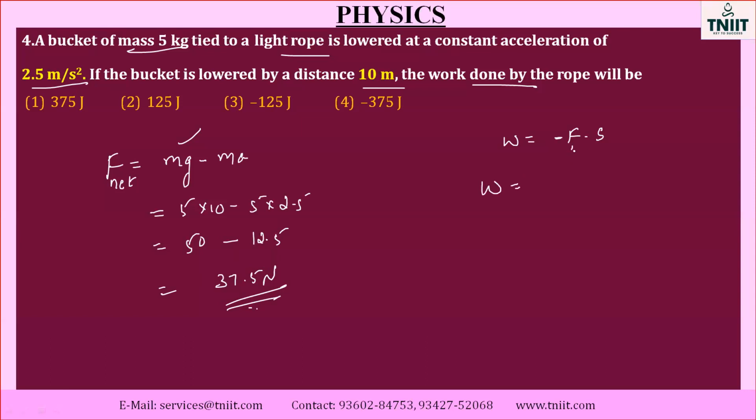So work done will be equal to net force into displacement. Net force is 37.5 into the displacement. What about the displacement here? The displacement is taken as 10 meter. So work done will be minus 37.5 into 10, which is minus 375 joule. So option 4 is the right answer. So work done by the rope is minus 375 joule. Whatever work is done by the rope, that work is done against gravity. So we are only taking it with the negative sign.